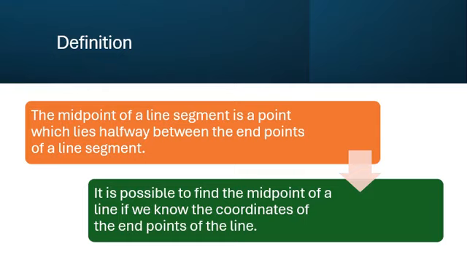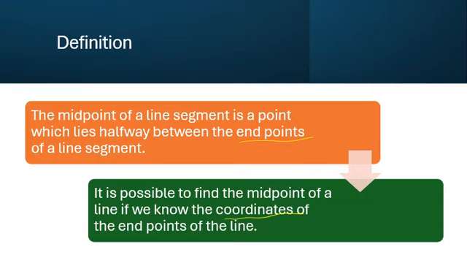Definition. The midpoint of a line segment is a point which lies halfway between the endpoints of a line segment. It is possible to find the midpoint of a line if we know the coordinates of the endpoints of the line. Apa pali zinthu ziwiri zofunikira zimene mukuyenera muzigwire. Chinthu choyamba kuchigwira ndi endpoints. Chinthu chachiwiri kuchigwira ndi ma coordinates of the endpoints.